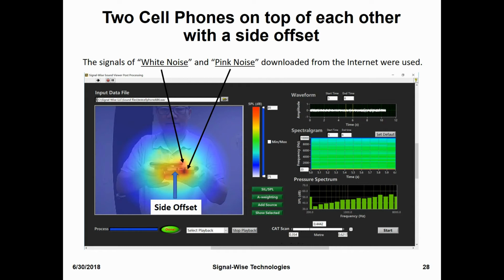Now we put these two cell phones on top of each other, but with a side offset, one producing white noise and the other producing pink noise, both of which downloaded from the internet. Once again, by using SoundViewer together with CAT-scan, we can clearly identify these two sources.